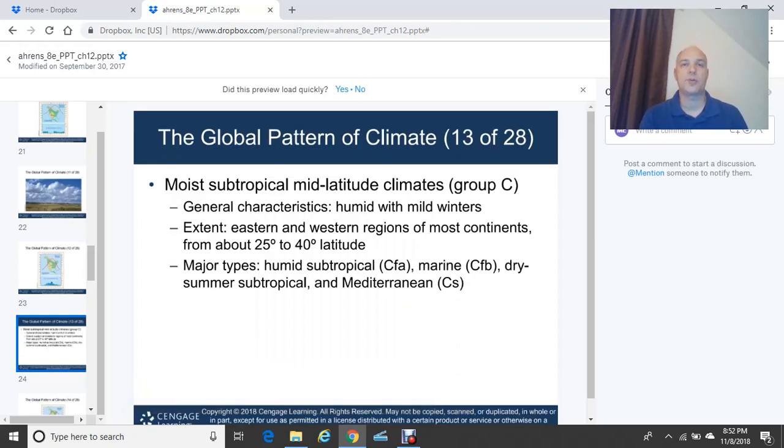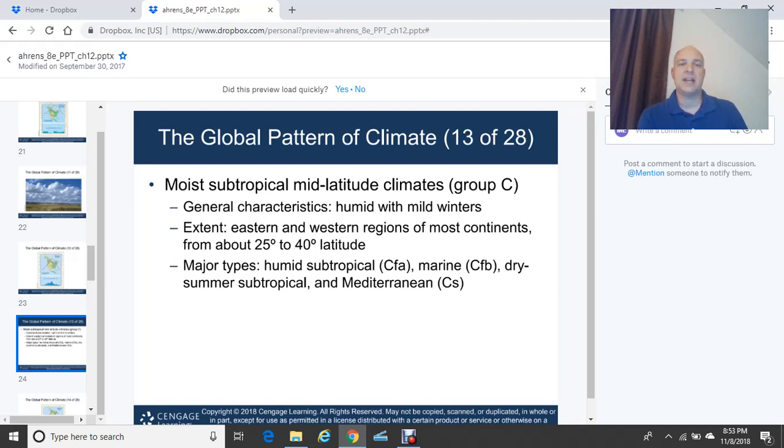Moving on to the moist subtropical mid-latitude climates now, we're going to go to the Group C climates. The general characteristics of moist subtropical mid-latitude climates is it's humid with mild winters. So as an example, think about, for the United States, Georgia, South Carolina, North Carolina, even into Virginia. Think of the southeastern United States as a whole. Very humid summers, but the winters aren't super cold either. They're fairly mild. If you look at the average temperatures for cities like Atlanta, Charlotte, Birmingham, Alabama, it's not super cold. It is a fairly mild winter.